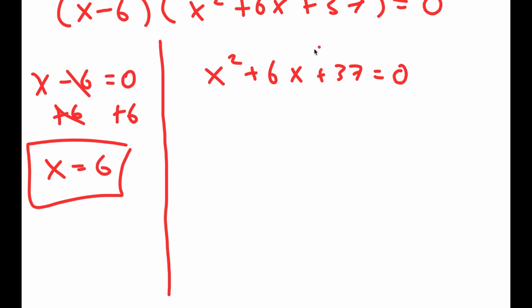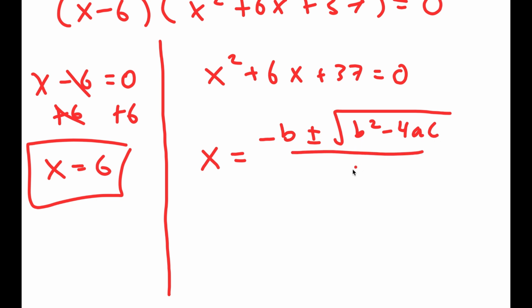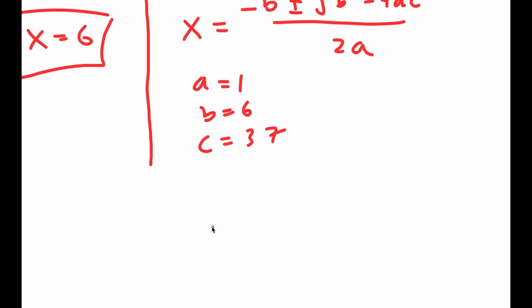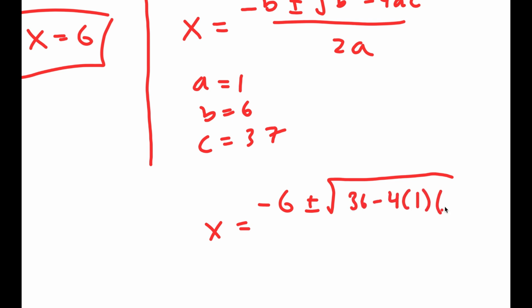And now, good thing, because this is a quadratic equation, meaning I can use the quadratic formula to solve this. So the quadratic formula is negative b plus or minus the square root of b squared minus 4ac all over 2a. And in this case, a is 1, b is 6, and c is 37. So I get x is equal to negative 6 plus or minus the square root of b squared, which is 6 squared, which is 36, minus 4 times 1 times c, which is 37, all over 2a, so 2 times 1.